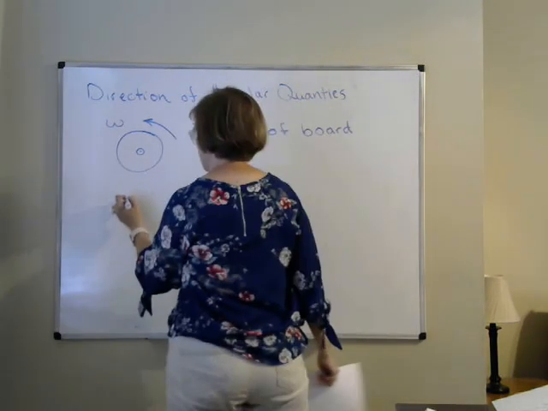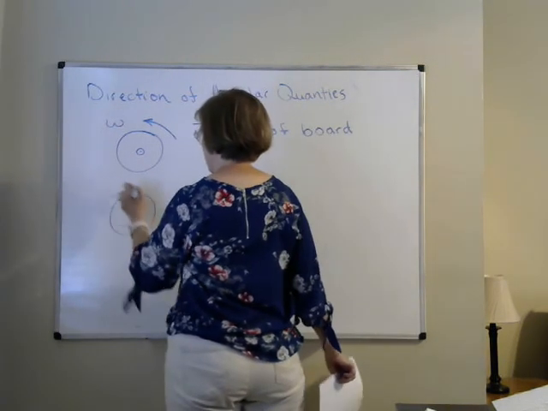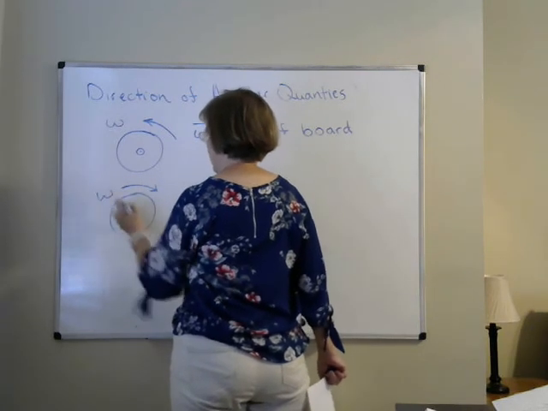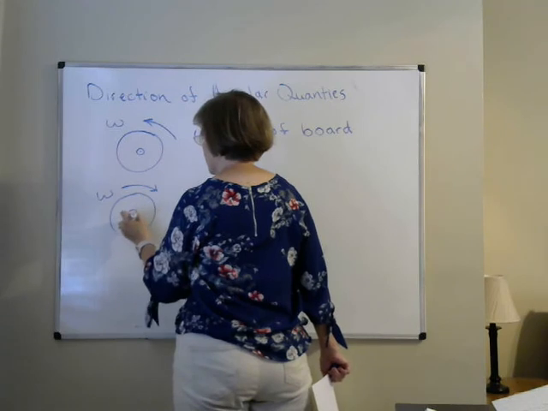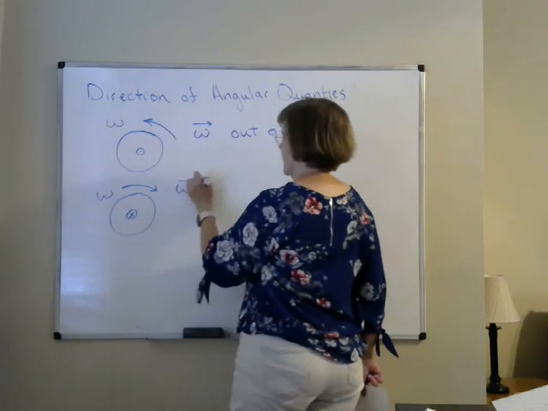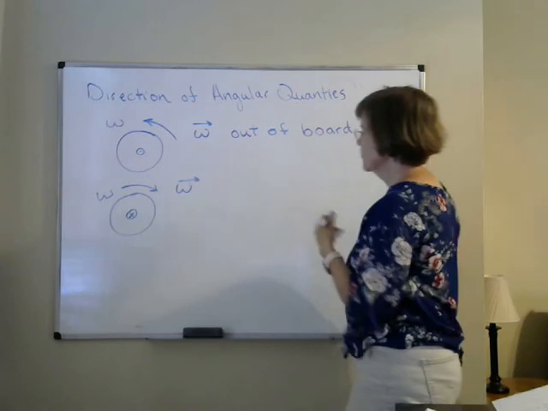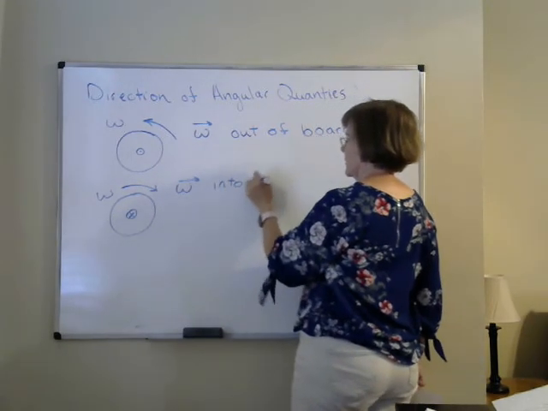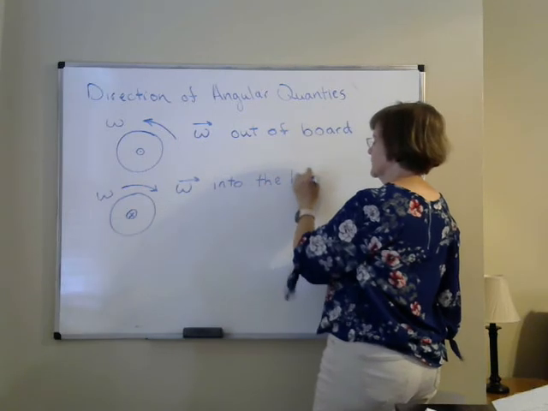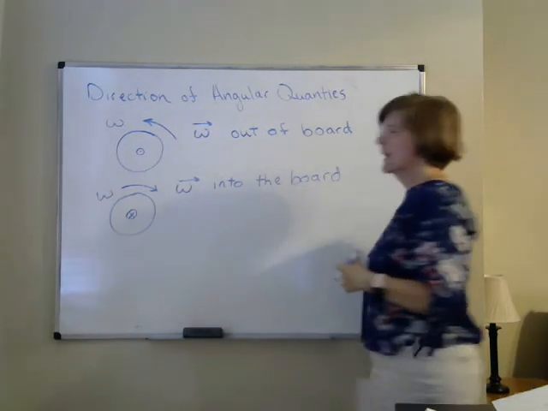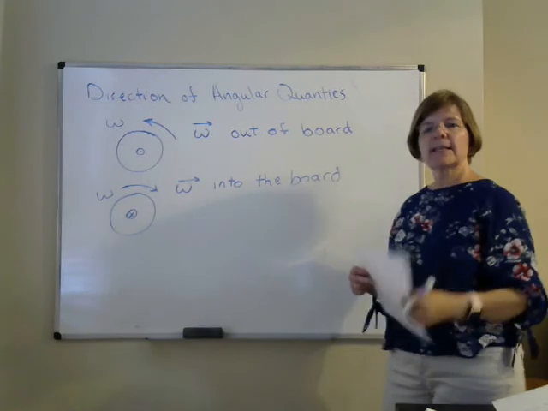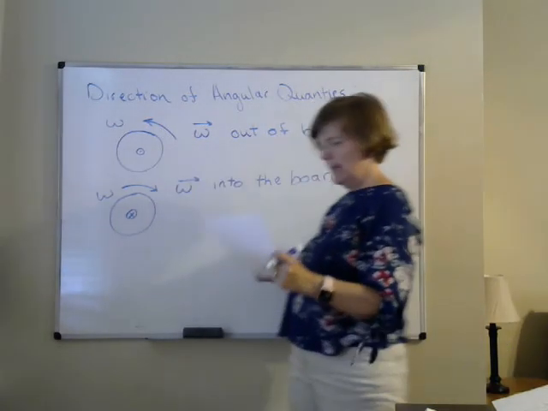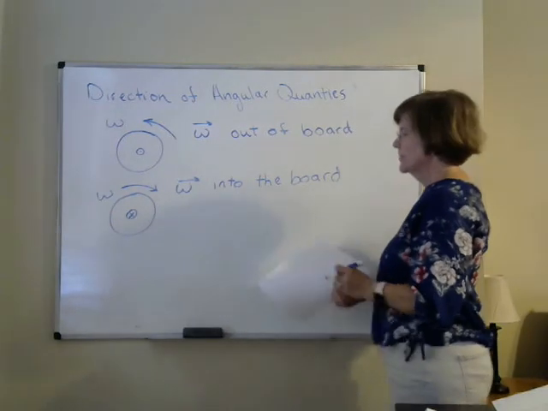If you have an angular quantity and it rotates clockwise, then that is going to have an angular vector that points into the board. We use a little X for into the board. You're supposed to think of that as the tail feathers of this arrow, whereas you would think of this as the tip of the arrow.